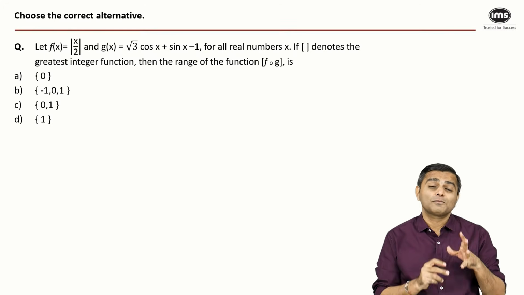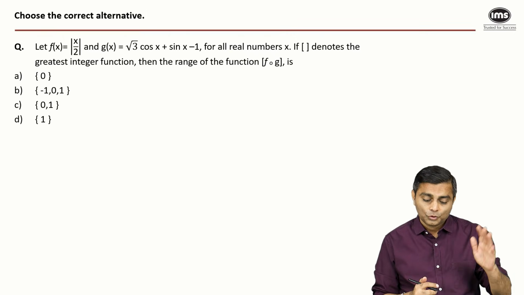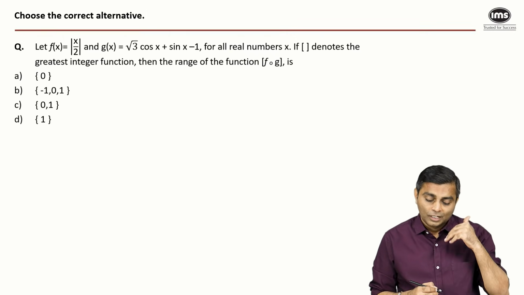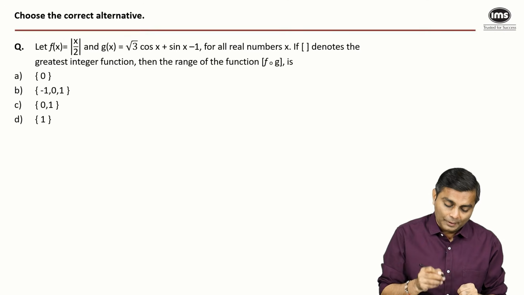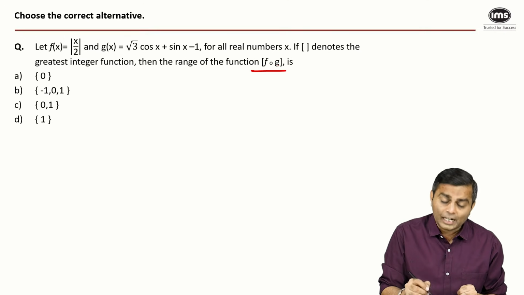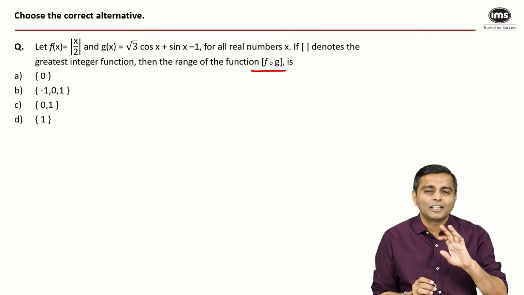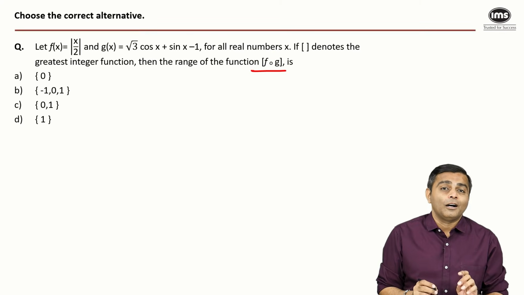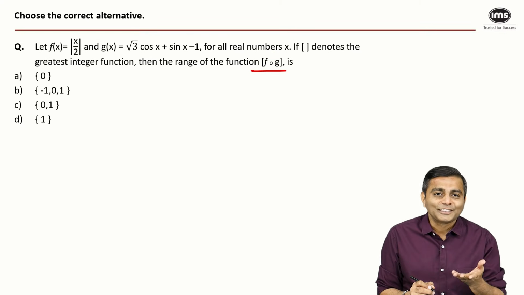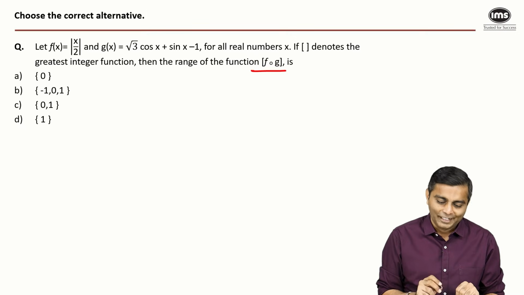f of x is given as mod of x by 2. g of x is root 3 cos x plus sin x minus 1 for all real numbers. Then there is also a square bracket greatest integer function. We are trying to find the range of f of g. Not a very simple function, so yes, slightly difficult category. But if you've done your functions, this is doable, not very difficult.